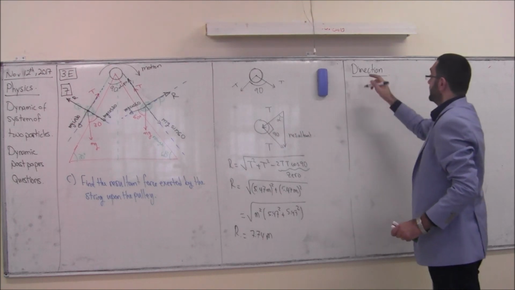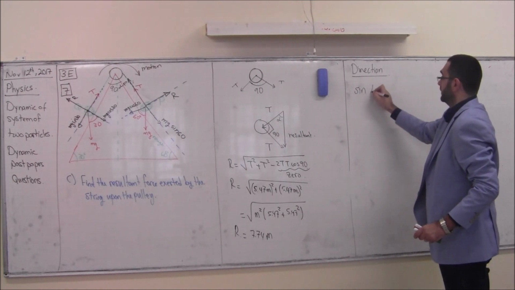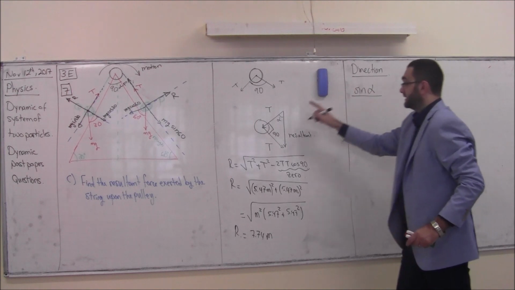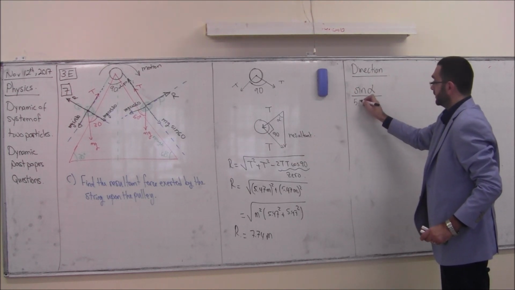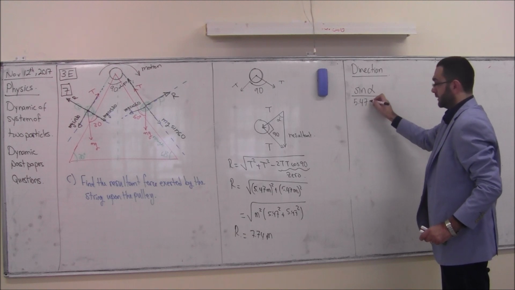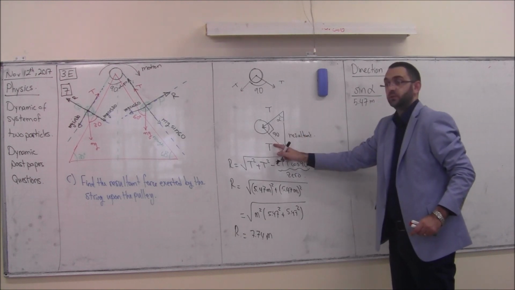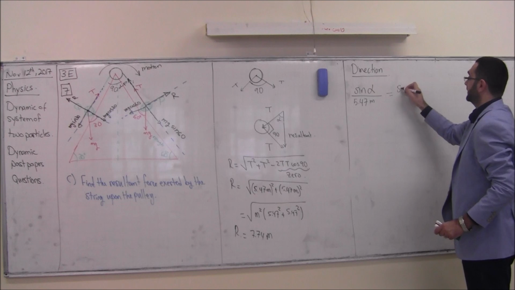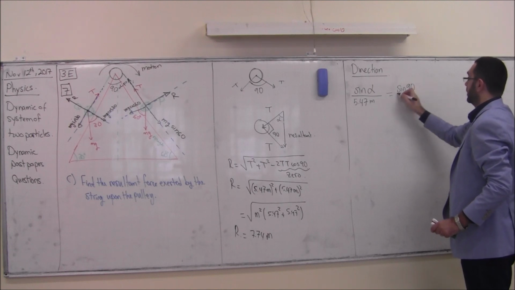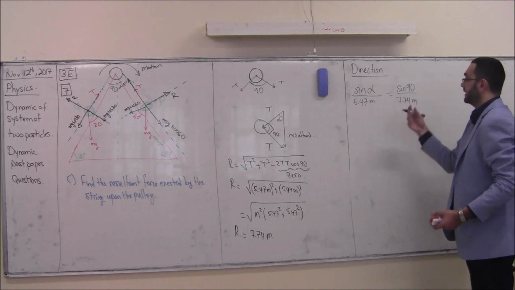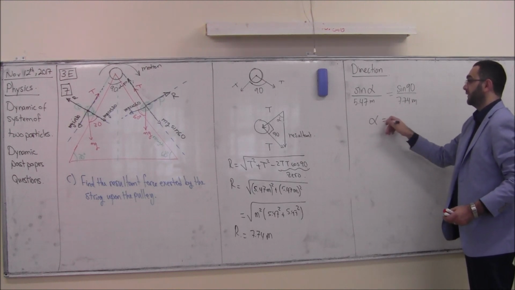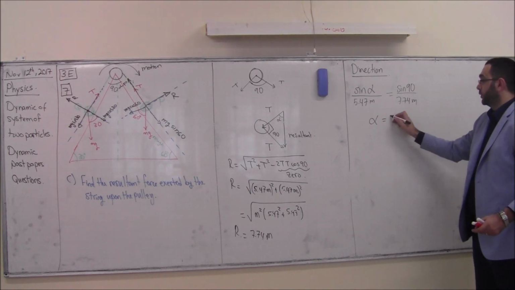Sine alpha over, what is the opposite for alpha? T, which is 7.7. Alpha equals sine 90 over 7.74 m. Of course, m cancels out. You can find alpha. This alpha is 40.